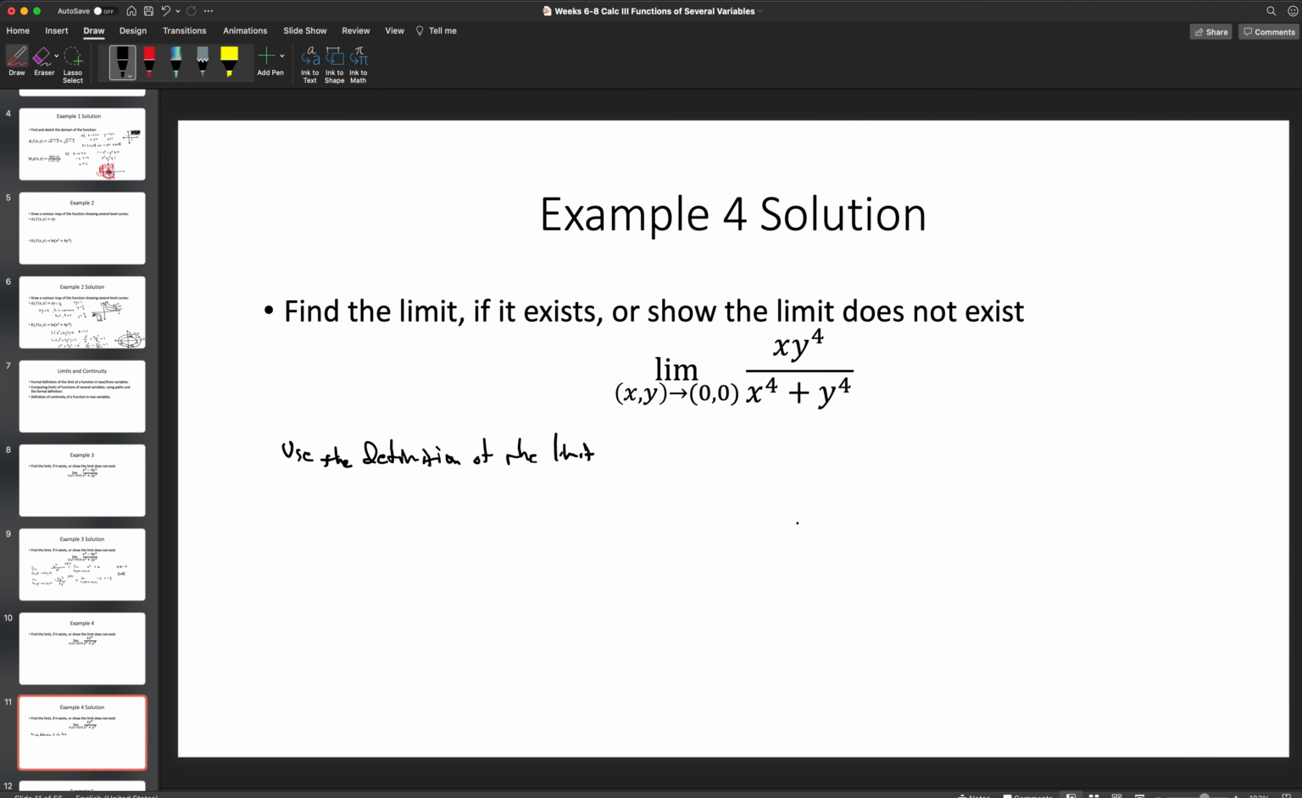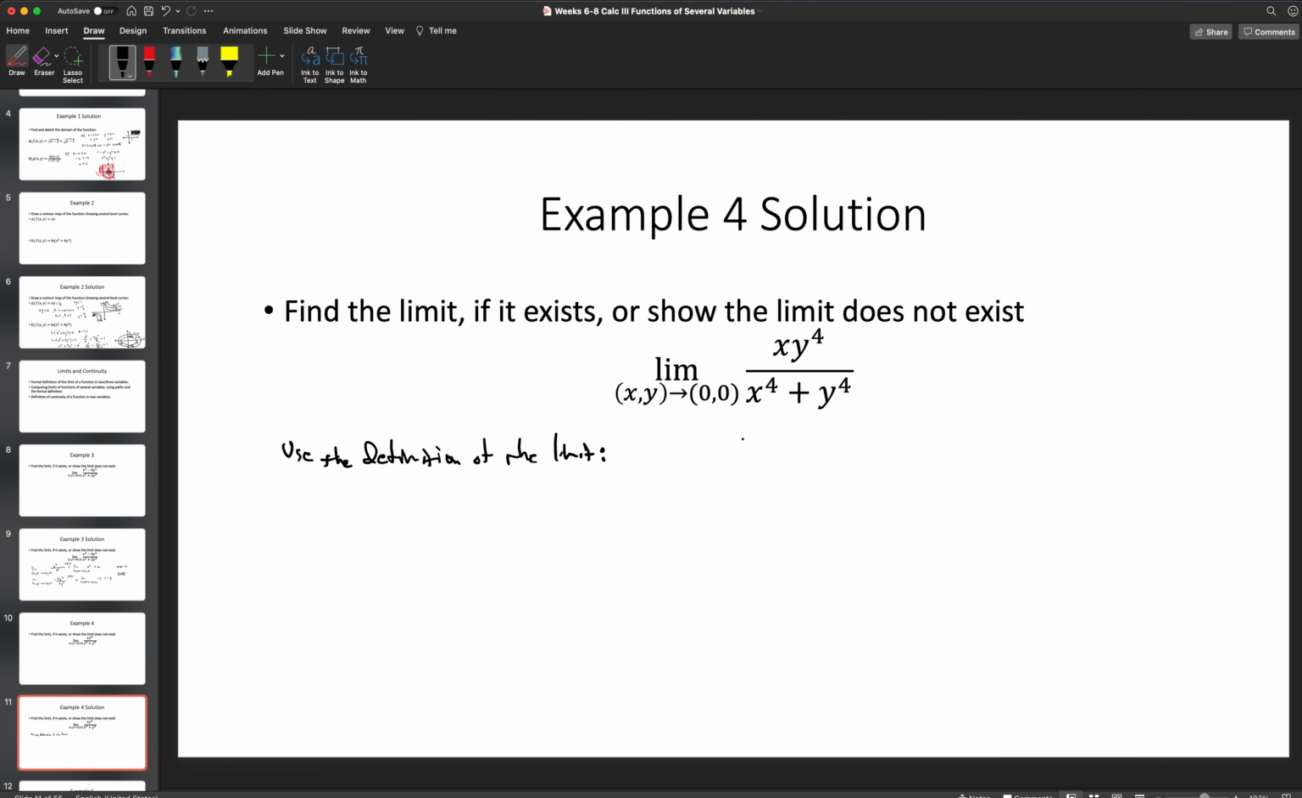One thing you'll notice about this example is it falls in the same case as the last example, where if you put in 0, 0 for x and y, we get 0 over 0 again, which is called an indeterminate form. The limit does not exist there, so you can't just plug in 0, 0 for x, y in this example. So let's use the definition.